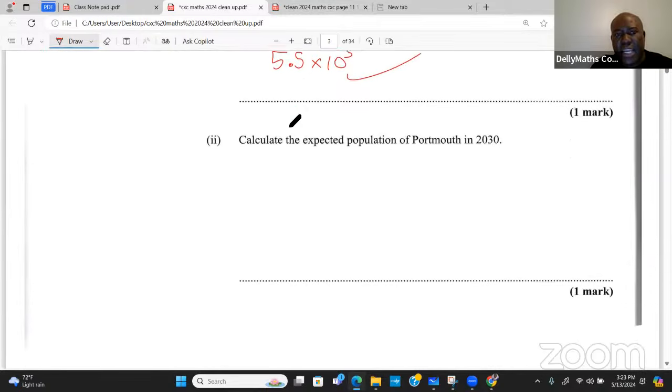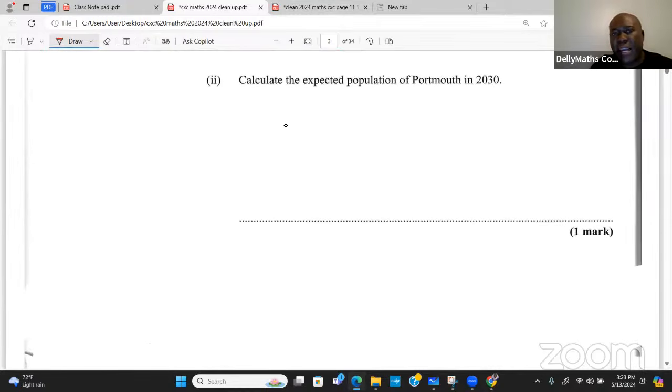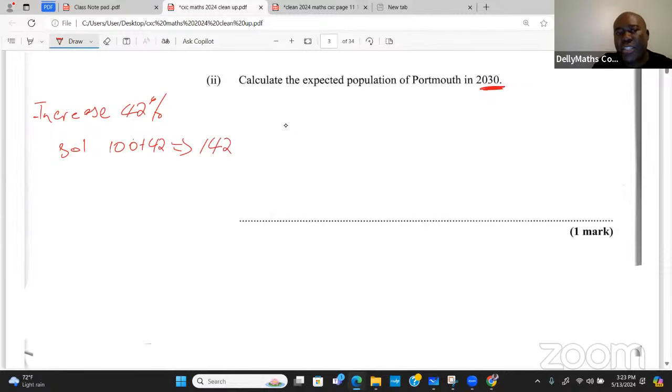All right. Let's take out the second part to part C. It says calculate the expected population of Portsmouth in 2030. Now remember, it's going to increase by 42%. There are two ways we could approach this. Solution one is that we could understand that this 42 will be added to 100. So at that time, it's going to be 142% of what it is now. This could take you straight to the answer.